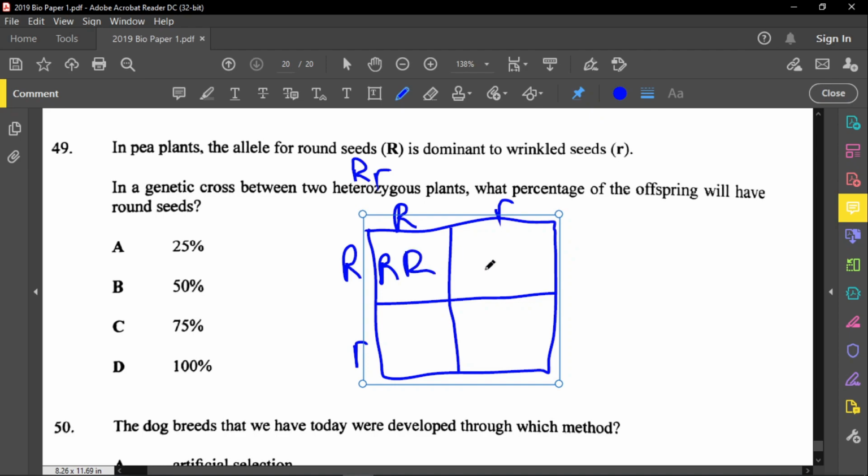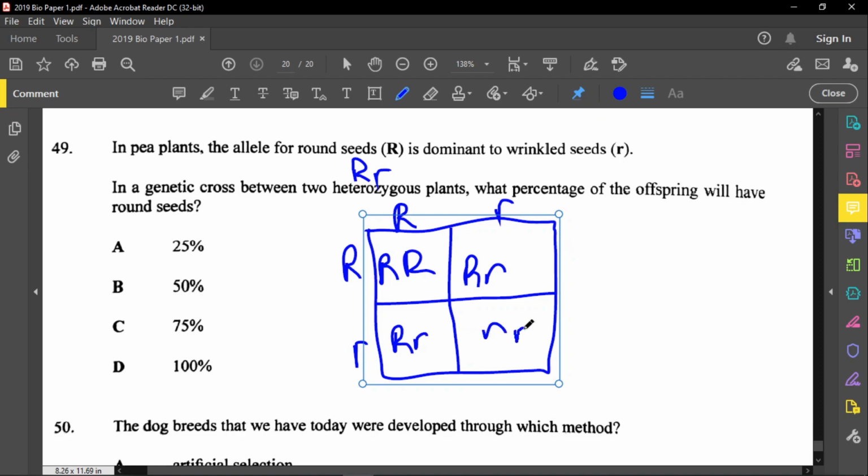Okay, and remember, always use the same type of letter for the same trait. In other words, if we're going to talk about the shape of the seed, then you use R, for example, not R and W to say W is wrinkle. Do not do that. Use the same letters or the same type of letter for the same trait. And so this is uppercase R and a lowercase r. Here we have an uppercase R as well and a lowercase r. And we're going by row by column. And here now we have 2 lowercase r's.